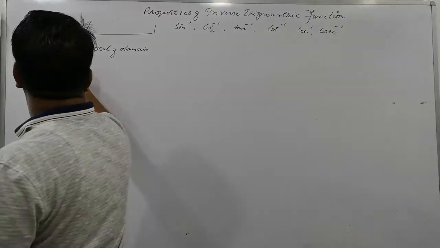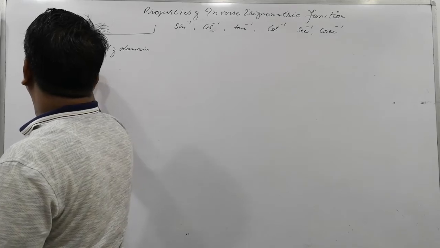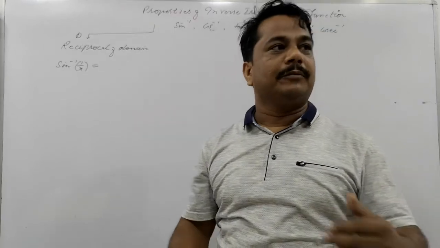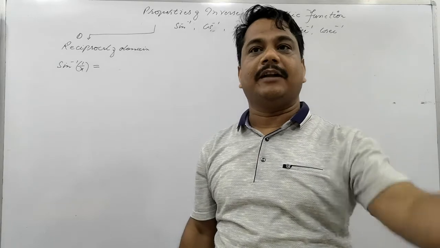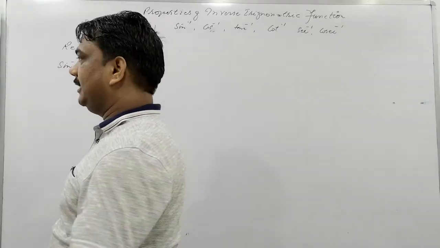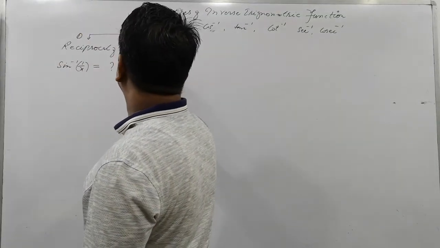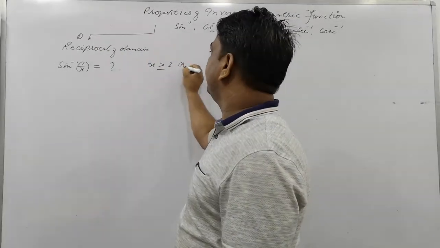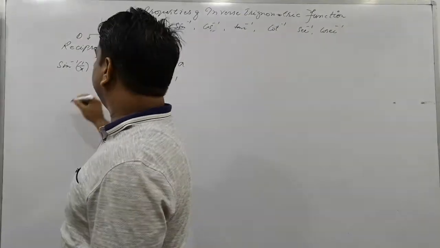So the first property is this. Property number 1: sine inverse 1 by x. For the sine inverse function, if the domain x is inverted and made 1 by x, then what will happen to its range? So what will sine inverse 1 by x come to? And the condition is x is greater than or equal to 1, or this can also be x is less than or equal to minus 1. Clear?